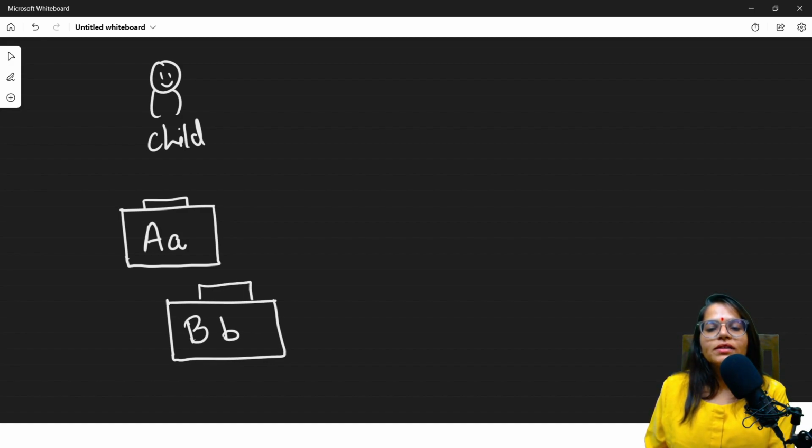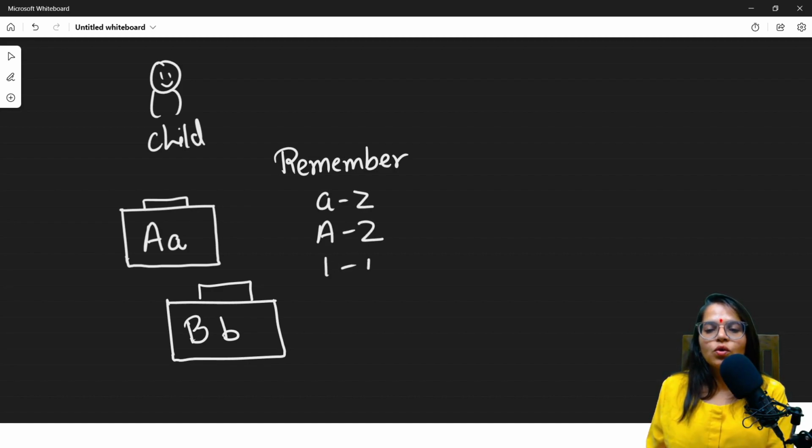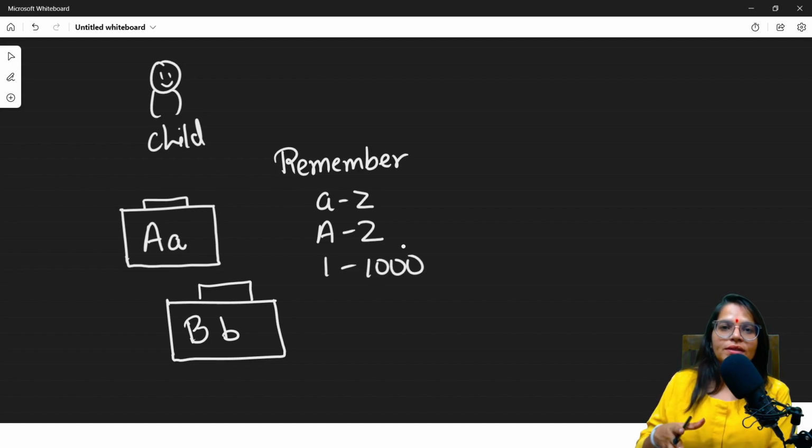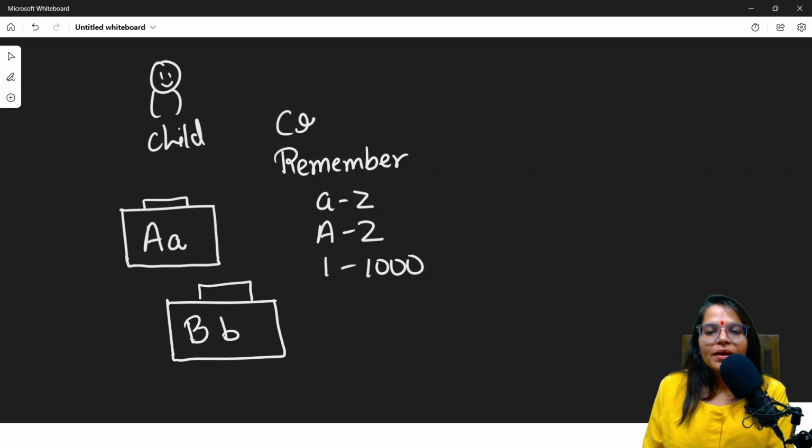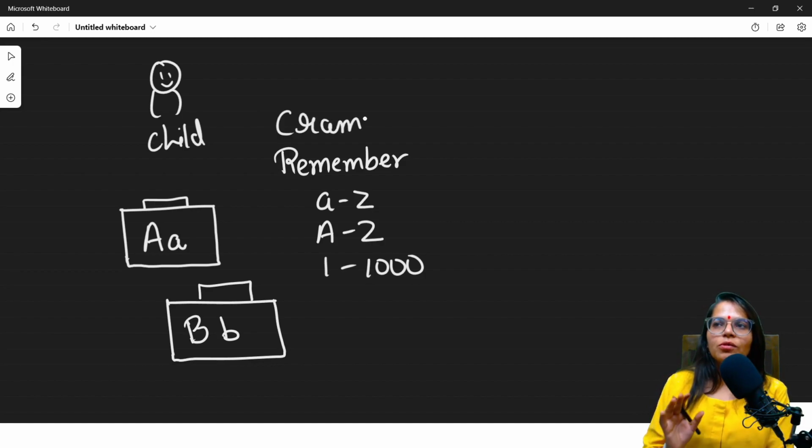Now try to understand what this child is doing. The child is trying to remember whatever is given to him. So he will be remembering A to Z in small letters, then A to Z in big letters, 1 to 1000, the counting. He is cramming, which means he is not able to understand, but he is able to remember.